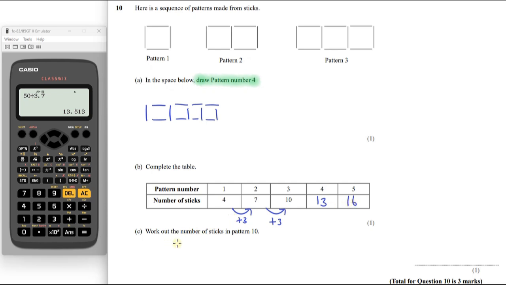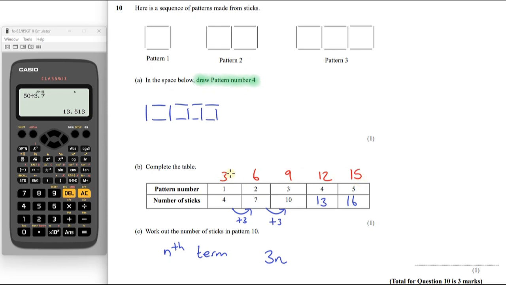Okay, part C, work out the number of sticks in pattern number 10. So there's a few ways you could do this. You could work out the nth term. And I think I will do that just in case you get a question where you do need to work out the nth term. So to work out the nth term, we can see that our pattern goes up in 3s each time. So we know our nth term starts with 3n. Now, if we did have 3n, what would the sequence 3n be? Well, 1 times 3 is 3, 2 times 3 is 6, 3 times 3 is 9, 4 times 3 is 12, 5 times 3 is 15.